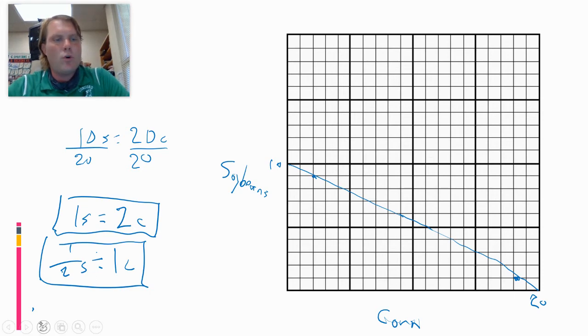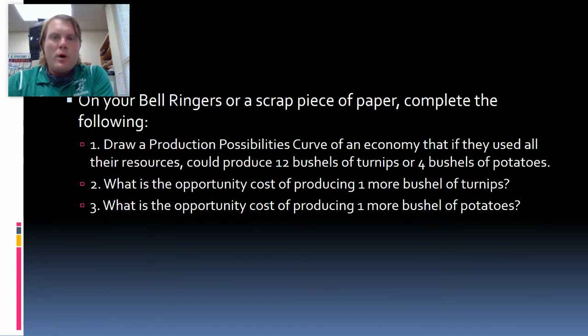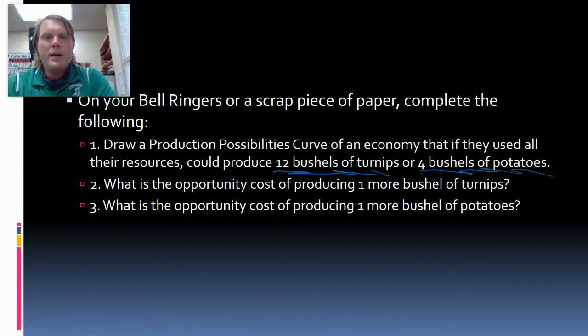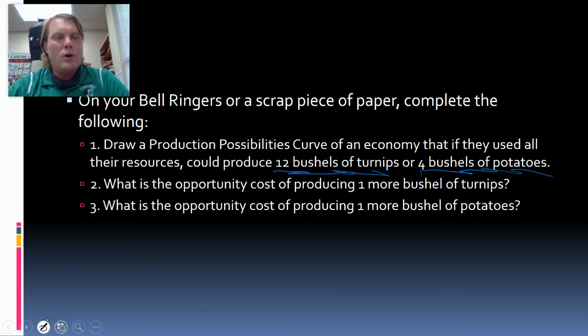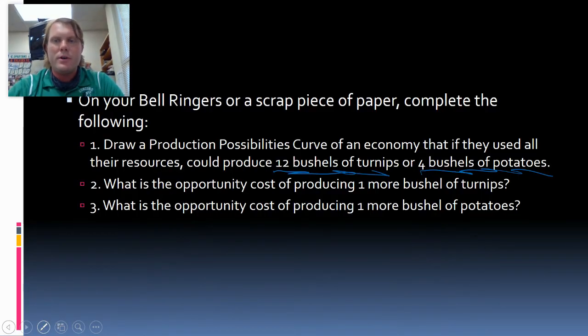Okay, let's do one more practice problem here before we finish things up. Okay, another problem here. We have 12 bushels of turnips, 4 bushels of potatoes. Okay, you're asked to solve that math equation as well as draw a graph. You don't need, in this case, any graph paper. Okay, so pause the video here real quick and take your shot.